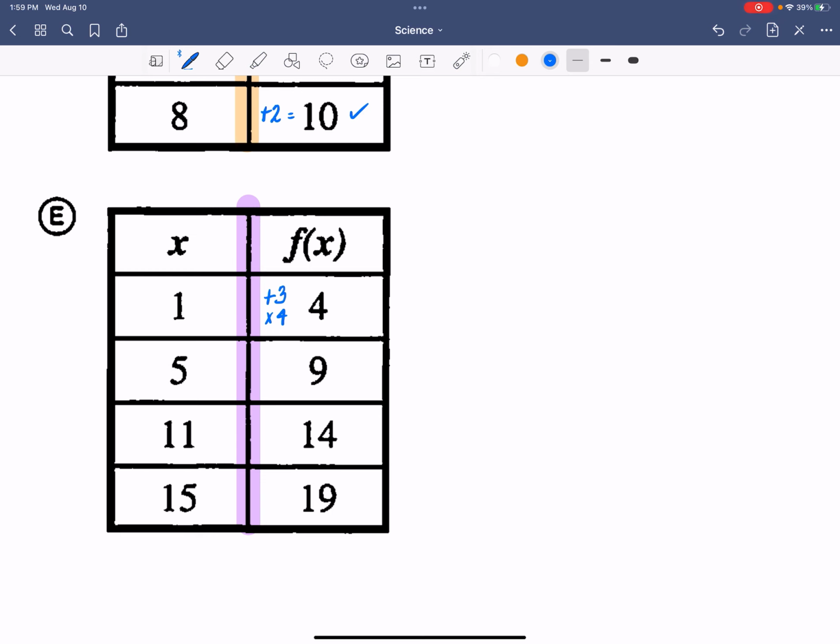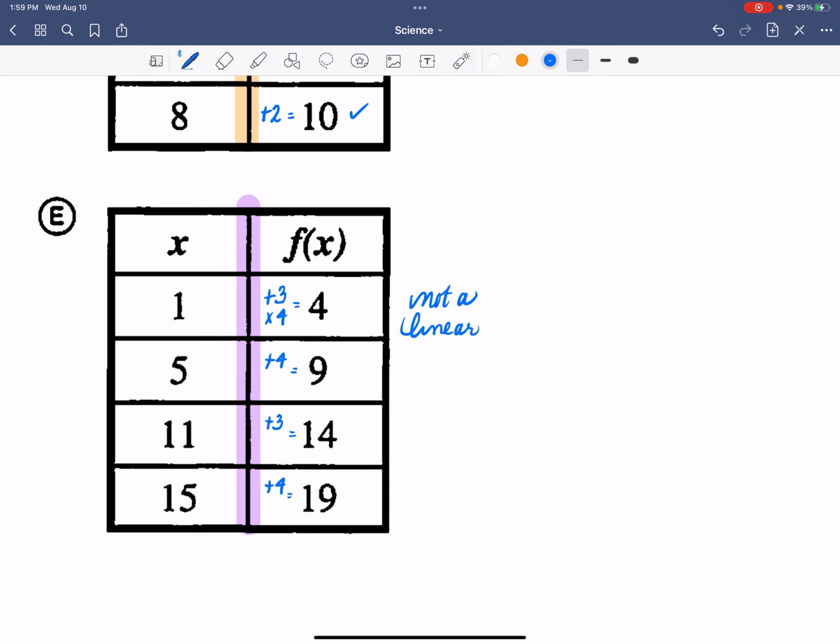We could say 5 plus 4 is 9. There's no way to multiply this one. We could say 11 plus 3 is 14, or 15 plus 4 is 19. So you don't get a consistent rate of change in any of these. So this is not a linear function.